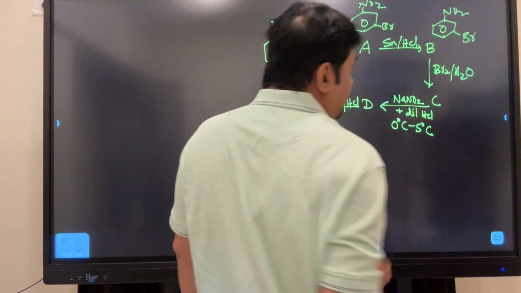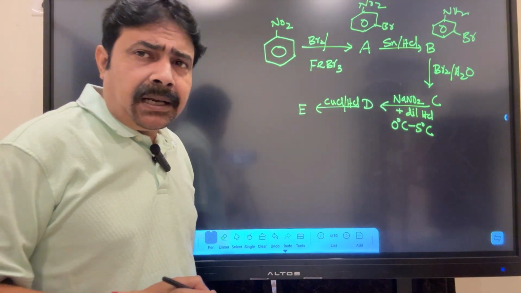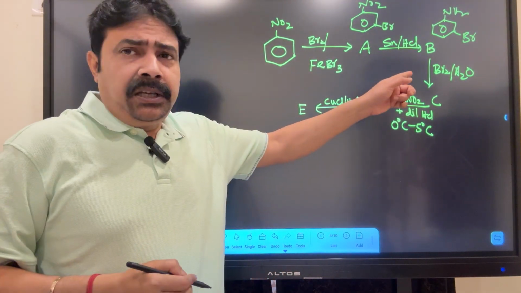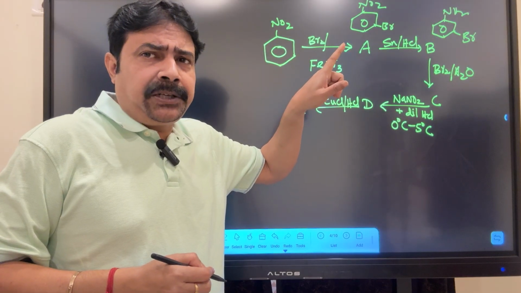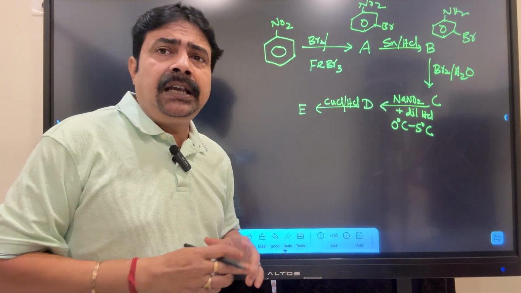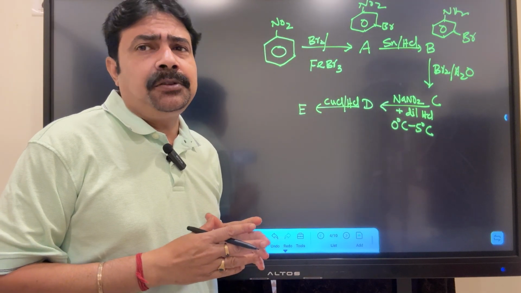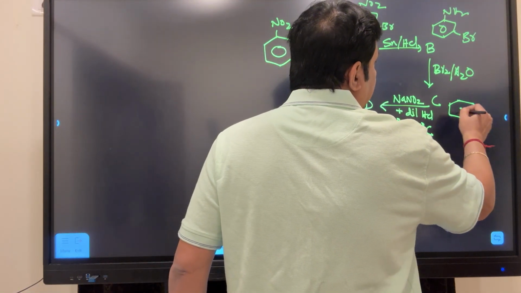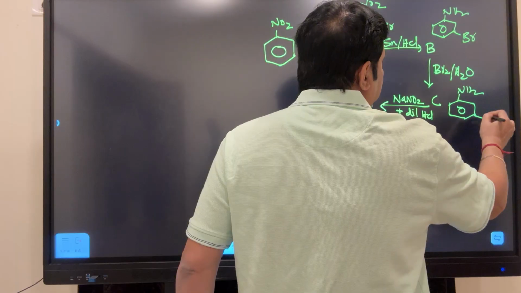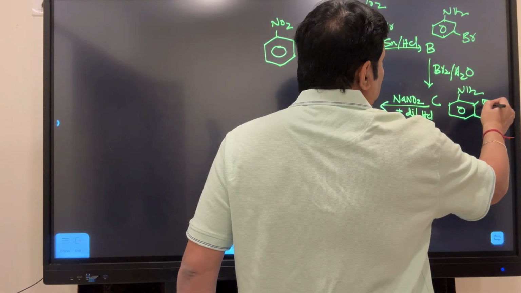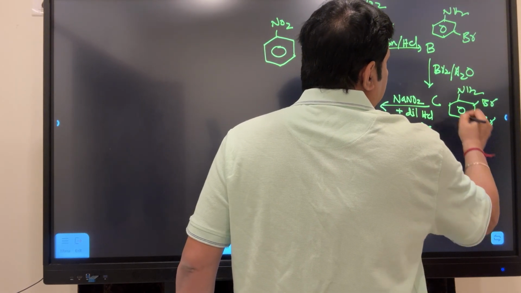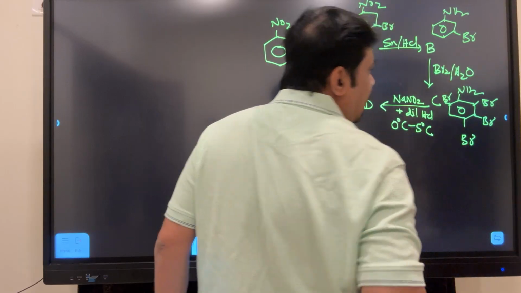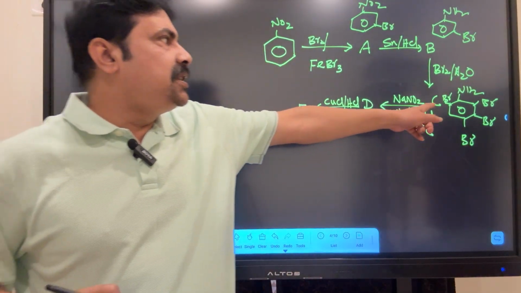Now they are giving bromine water. NH2 is an ortho-para orienting group. With bromine water, all the ortho and para positions with respect to NH2 will be filled up by the electrophile, that means bromine. So C will be nothing but this: NH2, where a bromine was already at the meta position, but with respect to NH2 all the ortho and para positions will be brominated. That's why C will be this one.